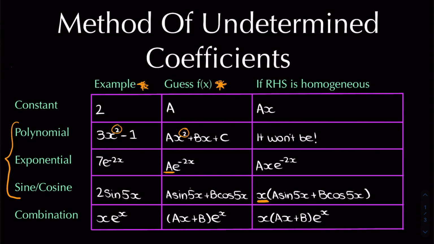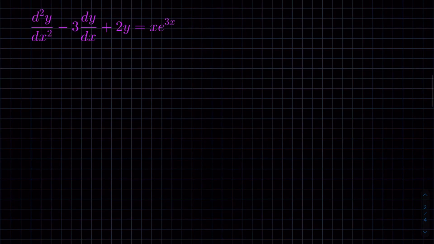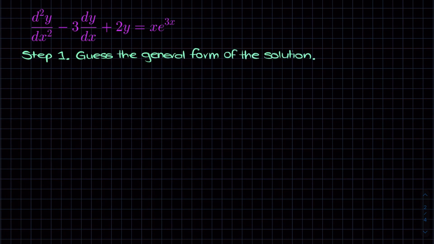Okay, so let's get to some examples. Here we have a second-order linear non-homogeneous ODE with constant coefficients, so we can use the method of undetermined coefficients. The first step is to guess the correct form of the solution. To do that, we look at the right-hand side of the ODE, x e to the 3x.